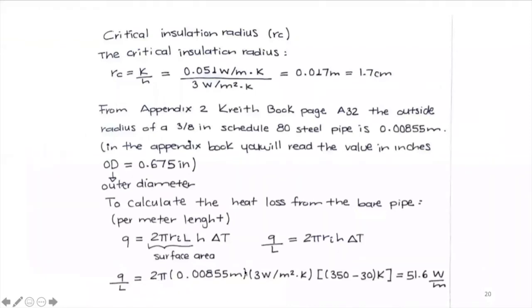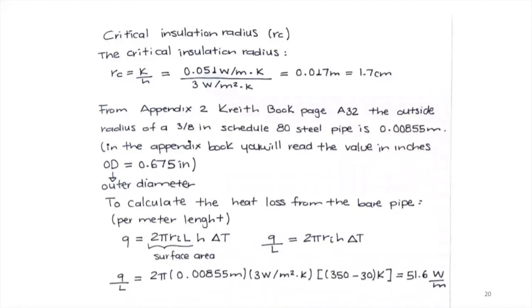So 2 pi, the radius for the 3/8-inch schedule pipe is 0.00855 meters. In the appendix book, you read it in inches, being 0.675 inches. So per meter length, with the h value given, hot minus cold, I got 51.6 watts per meter.